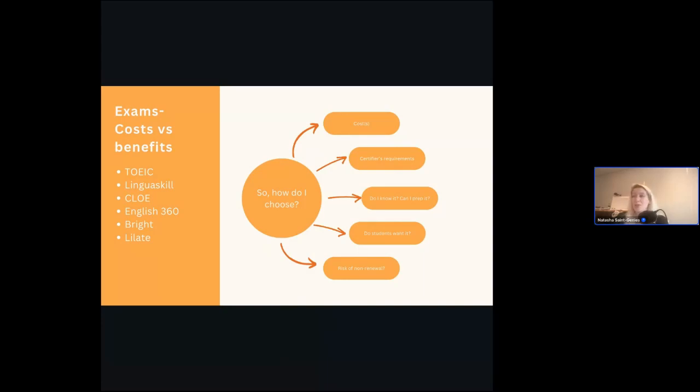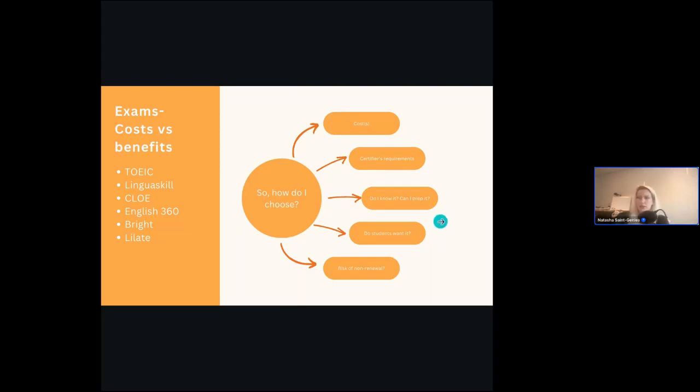So that's what I was saying about the linguistic exam. Because of the risk of non-renewal, that's why I think it's a good idea to be affiliated with more than one. Okay. So as I said in the first slide, don't put all your eggs in one basket. If you go to English 360, get affiliated with them, job done. But don't just leave it at that. Do try and get affiliated with the others.